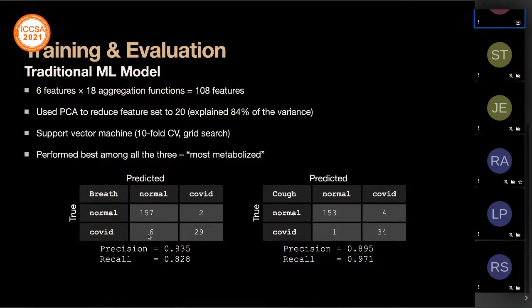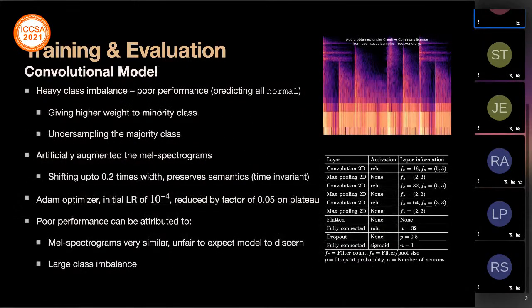So these were the confusion matrices that we got. This was for the breath data, and this was for the cough data. As you can see, these are reasonable results, where we got around 0.935 precision and 0.828 recall. Similarly with cough data, we got 0.895 precision and 0.971 recall. These are the best that we got, but coming to the next one, which was the convolutional model.